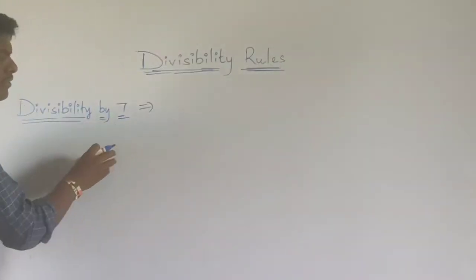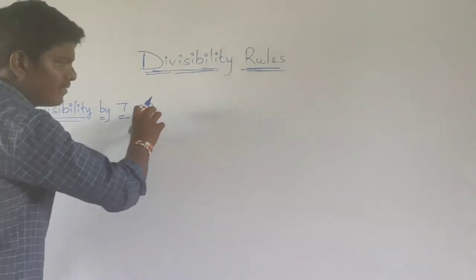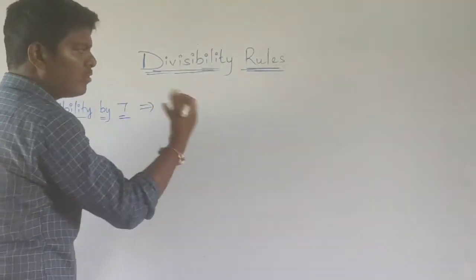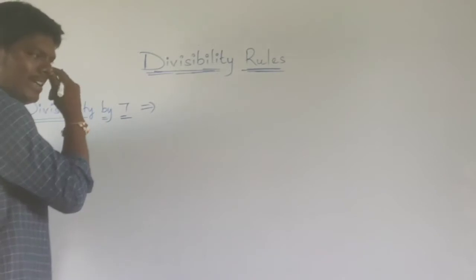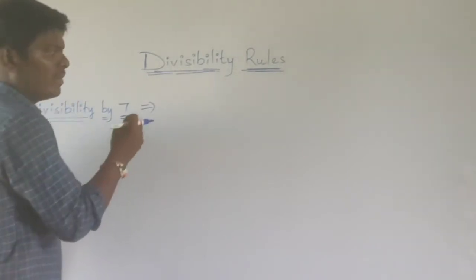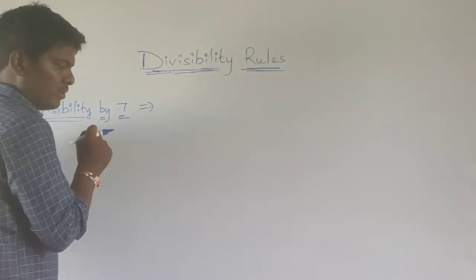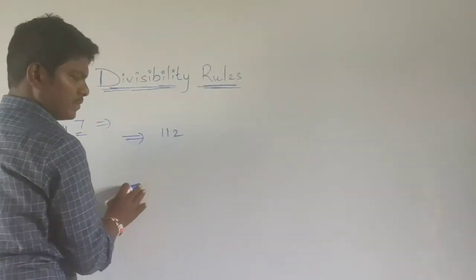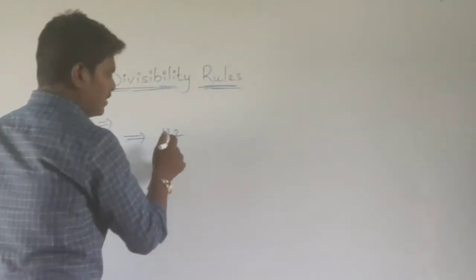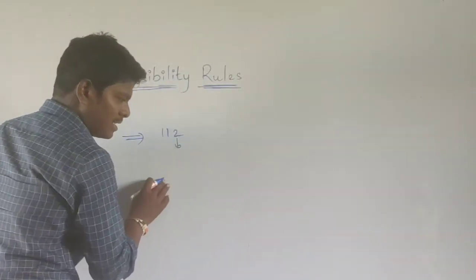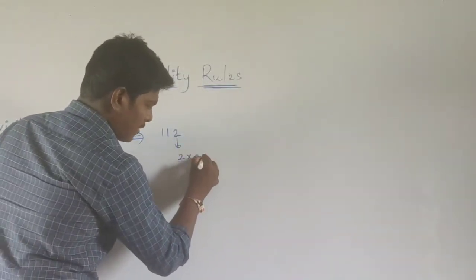So, the divisibility rule of 7. In some ways it is very complicated, so try to understand the concept. We need to check whether a number is divisible by 7. We take one example, 112. We do one thing here: we take the ones place digit and double it.